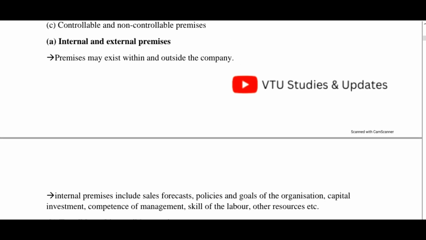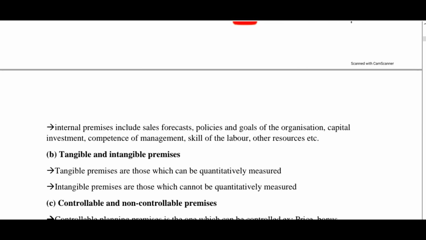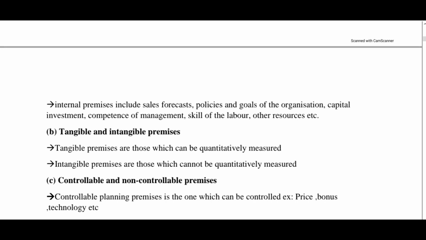External premises are the ones which exist outside the company. Examples could be government policies, business environment, market trends, etc. Tangible premises are those which can be quantitatively measured, like demand and supply. Intangible premises are the ones which cannot be measured, like wars, business environment, and government policies. The examples are almost the same as in module 1; you can use any example.